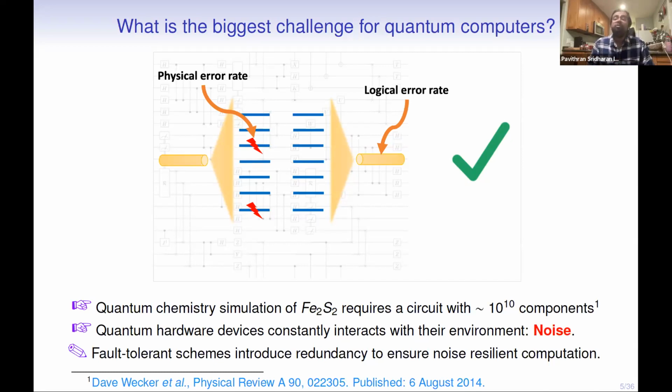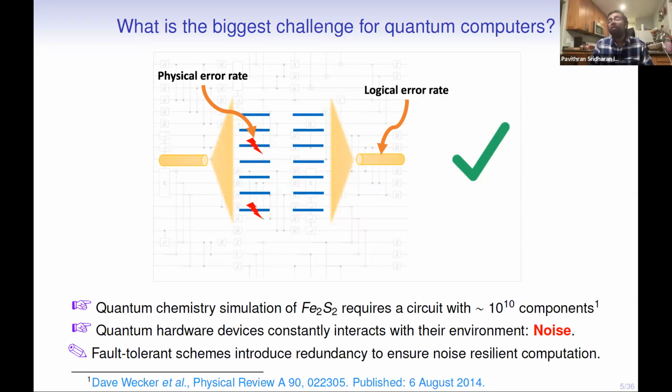In other words, what we're doing is we're taking the information encoded in each unit of the physical system and distributing it across several other physical qubits. So we're taking a single qubit state and representing it as an entangled system of many physical qubits. This technique is called an encoding scheme.